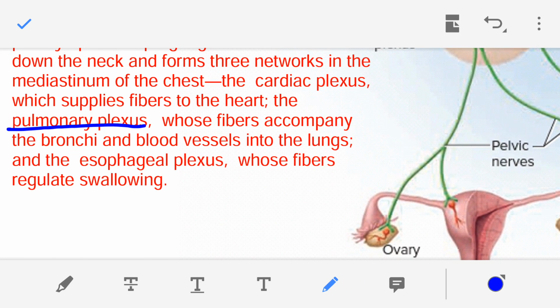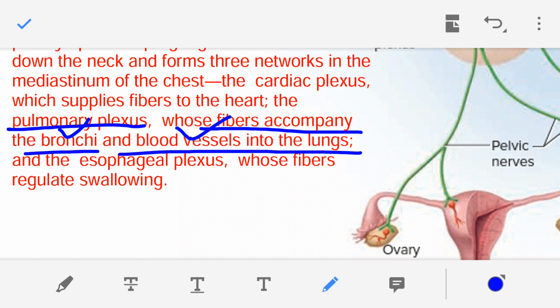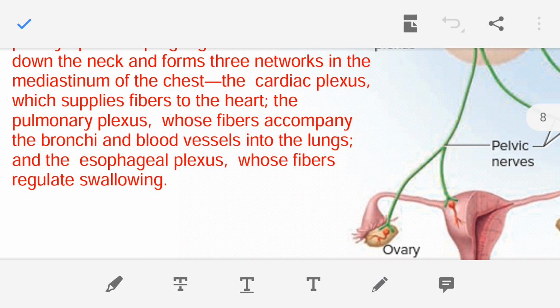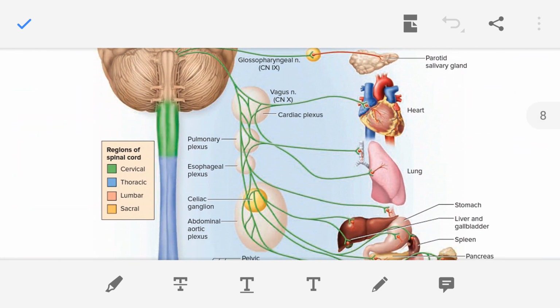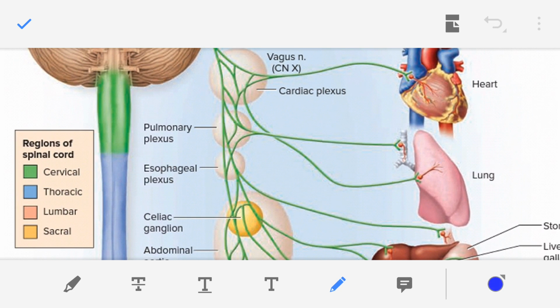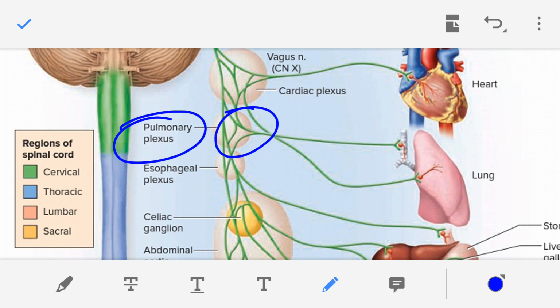Pulmonary plexus: its fibers accompany the bronchi and blood vessels into the lung. So from the pulmonary plexus, the fibers reach the bronchi, and the blood vessels of the lung are innervated by the fibers of the pulmonary plexus. So here it is, the pulmonary plexus, this one, and these are the fibers.